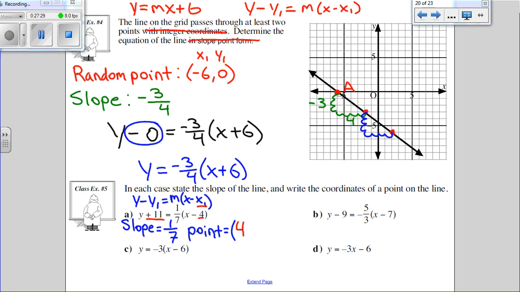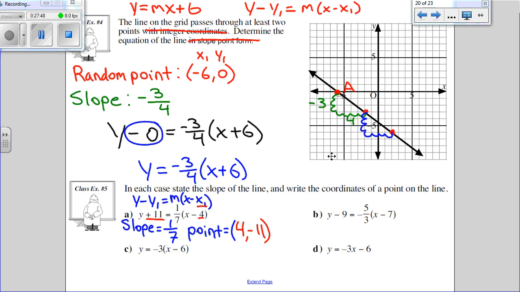Worst case scenario, you can always just remember the points are opposite symbols. It's best if you understand why they're opposite symbols, but if you're just looking for a way to get through it, it's always the opposite. Now I want you to try to write the slope and the point for B and C. Leave D for the end.